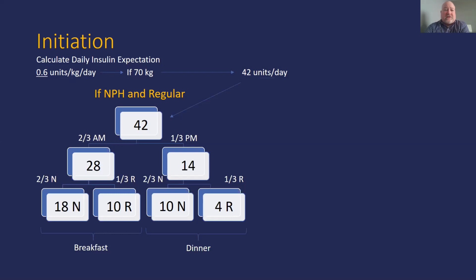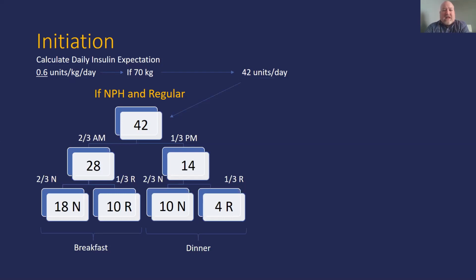Now, I haven't actually done this calculation and started somebody on a regimen like this since 2001. It's been a long time. We just don't tend to do it this way. So many people are on oral agents or non-insulin products. We tend to start off with basal insulins first, titrate that, see if we can get control or not, and eventually add mealtime coverage in.